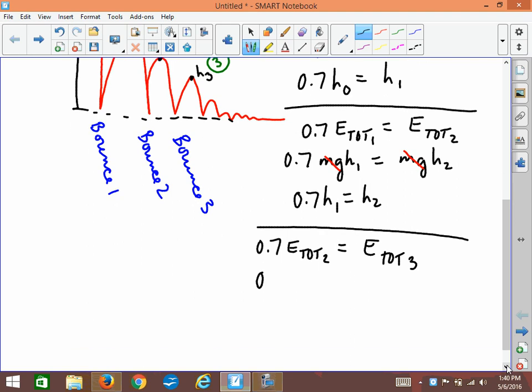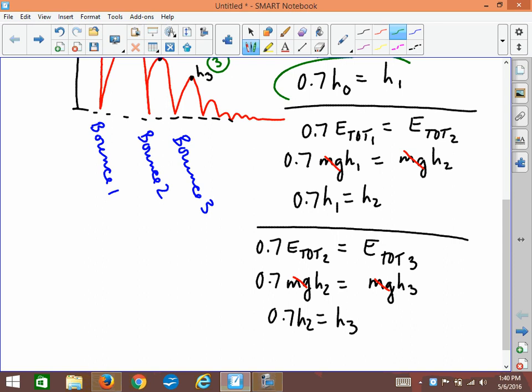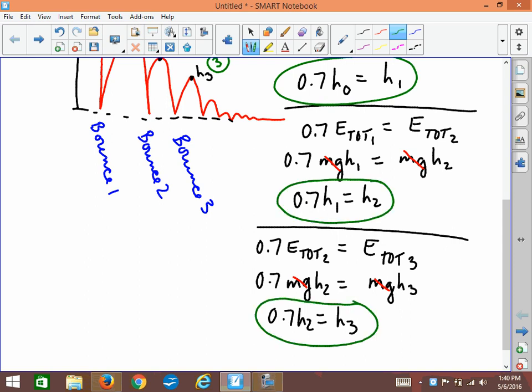So there's 0.7 times mgh2 equals mgh3. And again, we cancel out the mg by dividing it on both sides, and we get 0.7h2 equals h3. So we have these three equations. I'll circle them in green so we can pay attention to them right here. Now what we're going to do is put them all together. We're going to start with this third one. All right? So I'll write it over here.